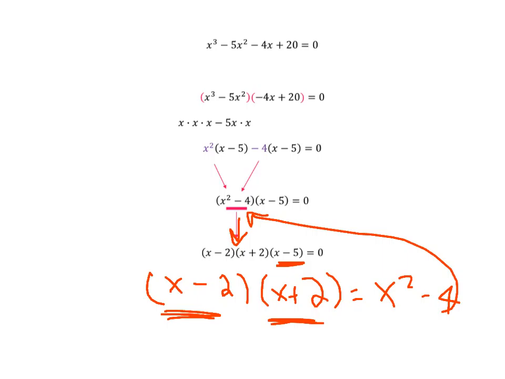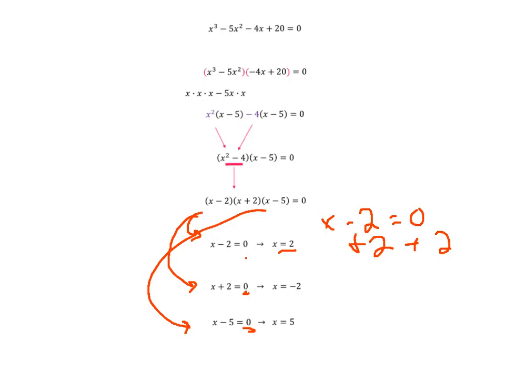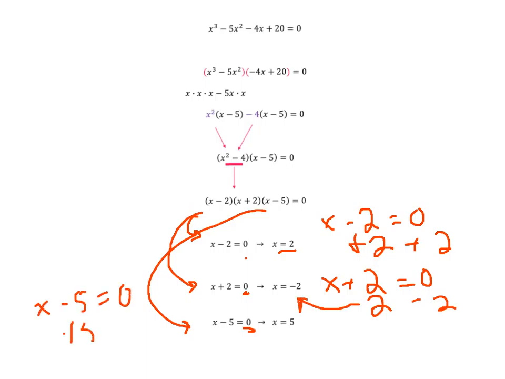So now what you're going to do is make sure that they are all still set to 0. So we have x minus 2, we have x plus 2, and x minus 5 all set equal to 0. So just use algebra. X minus 2 equals 0, you're going to add a 2. So x equals 2. X plus 2, you're going to subtract a 2, so x equals negative 2. And x minus 5, you're going to add a 5, which gives you x equals 5 right there.